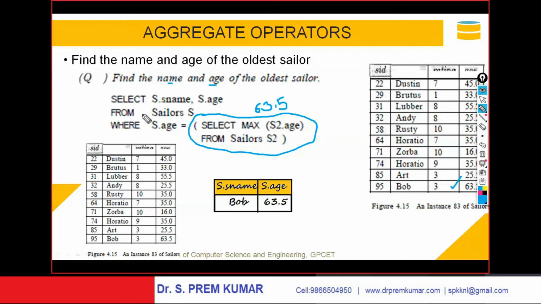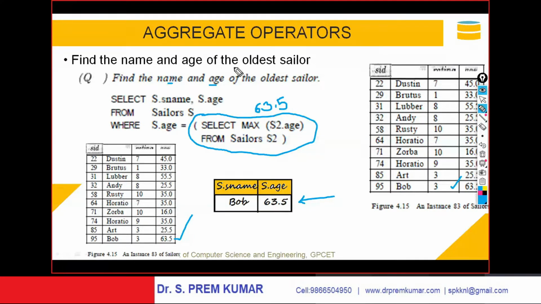Select name and age from sailors where age equals 63.5. I want the name and age of the sailor whose age is equal to 63.5. Hence you got Bob. The output is Bob, and his age is 63.5. Please study this query.